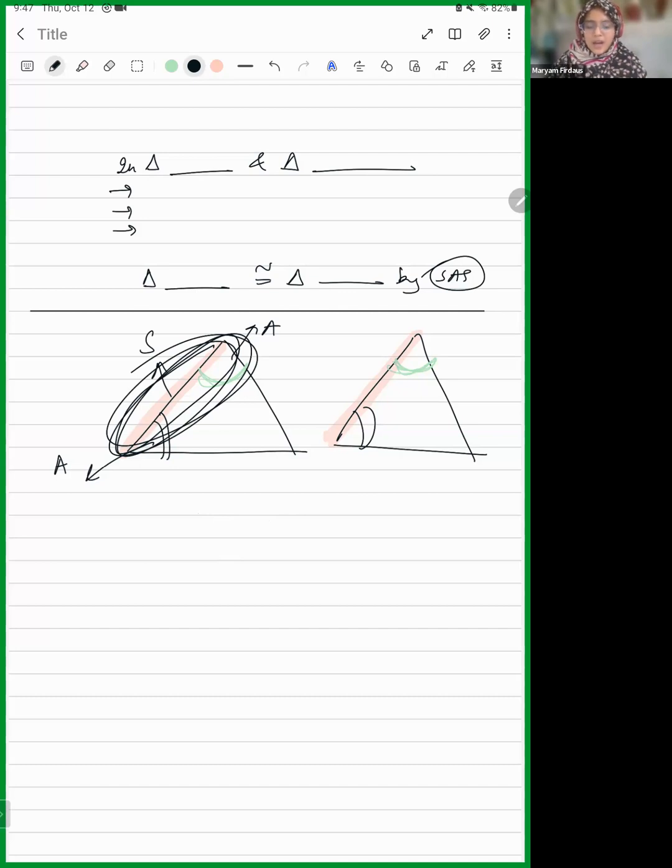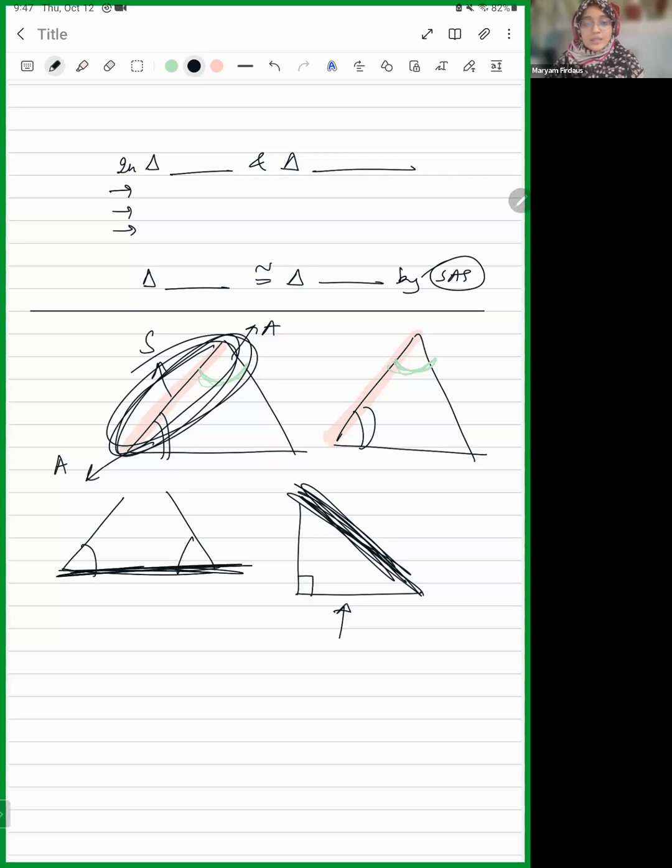RHS is just R, right angle, H, hypotenuse, and side. Any other side, either this or this, any one side. So this is just RHS. But when it comes to ASA, this side has to be between these two angles. Let's say this is one angle, this is one angle, then we are necessarily talking about this side, which is between these two angles.